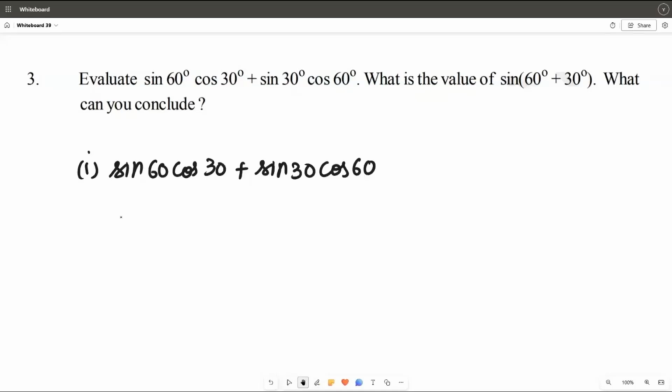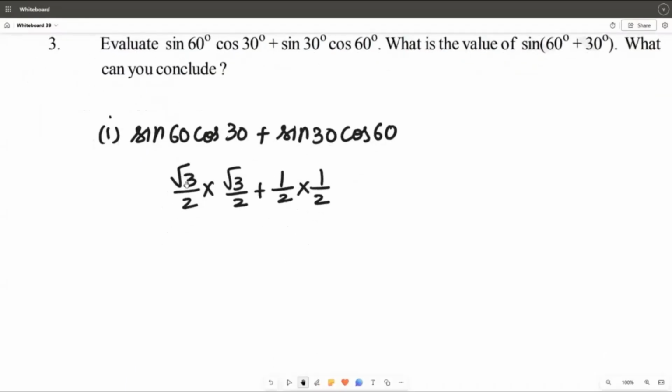So we need to find the value of sin 60 cos 30 plus sin 30 cos 60. Sin 60 is, if we remember, root 3 by 2, and cos 30 is also equal to root 3 by 2, and sin 30 is equal to 1 by 2, and cos 60 is also equal to 1 by 2. So if you multiply them, root 3 by 2 into root 3 by 2 is equal to 3 by 4, because root 3 into root 3 is 3 and 2 into 2 is 4, and next, 1 by 2 into 1 by 2 is 1 by 4.